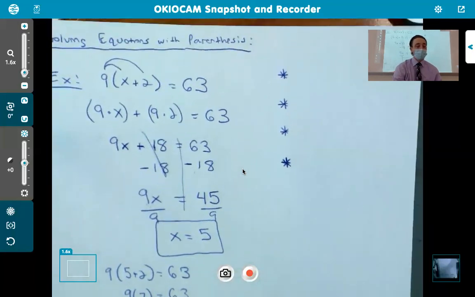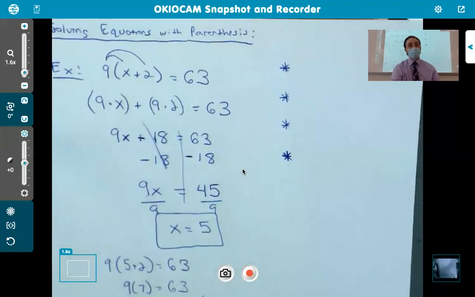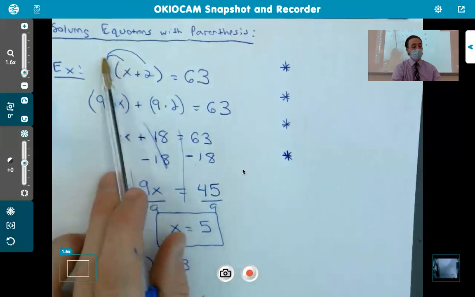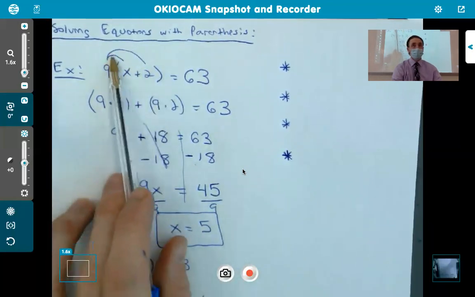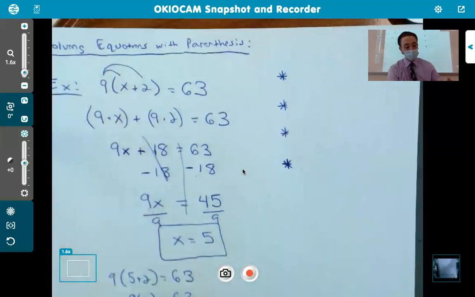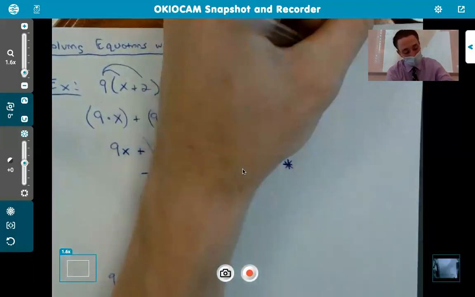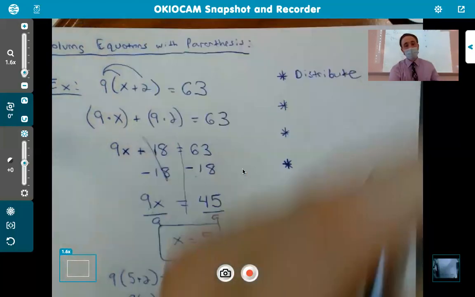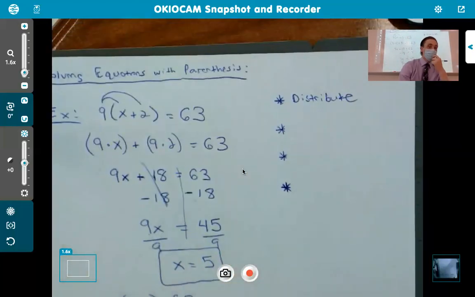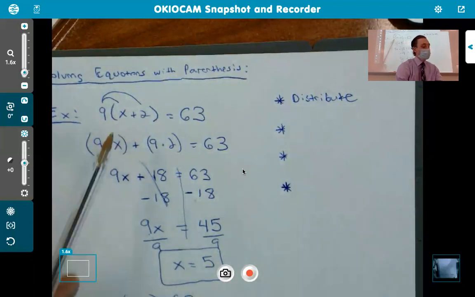So let's go back now and form a list of steps. What was the first thing that I did? So this process right here is called what? When I multiply this 9, distribute. Good. So that's going to be your first step here. Whenever you see something with parentheses, you want to distribute. And when you distribute, you're just multiplying that one term on the outside by each term on the inside of your parentheses. A lot of times it'll have a variable, right?